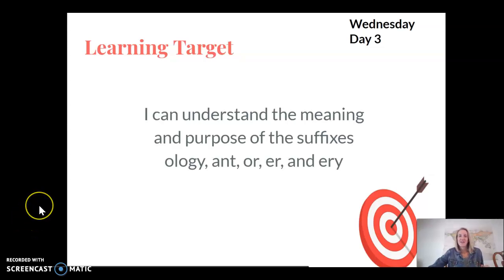All right, fifth graders, we're moving into our day 3 phonics lesson. Okay, and our learning target for today is: I can understand the meaning and purpose of the suffixes ology, ant, or, and uri. Right, so we're focusing in on those same suffixes you looked at in your automaticity earlier this week.